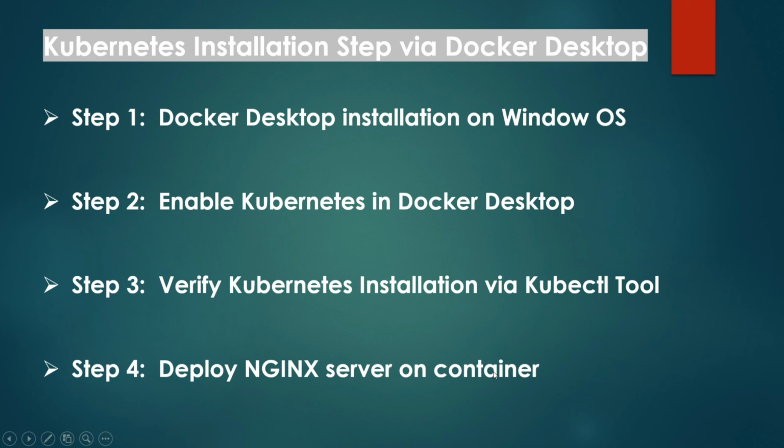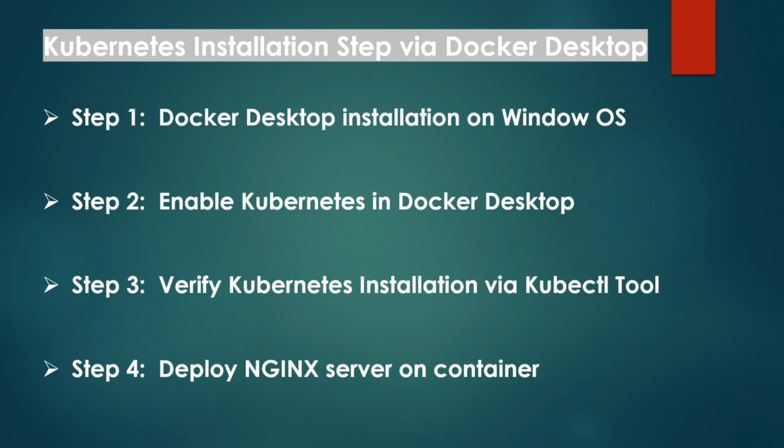So what is an nginx server? nginx server is a popular open source web server that is designed to handle traffic and serve static content efficiently, while also acting as a proxy server to distribute incoming requests to multiple backend servers. So just like a Tomcat server, there is an nginx server. We will deploy that nginx server on a container, and we will access the home page of that nginx server. With that, we will verify the installation as well as deploy our server on a container.